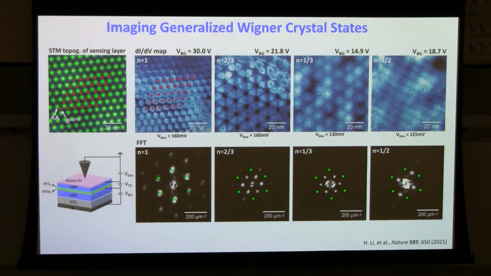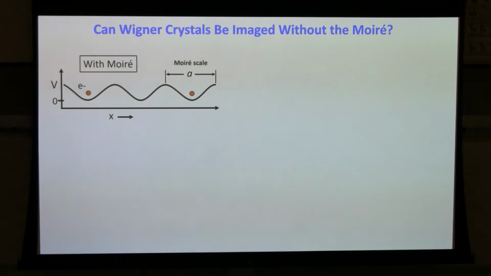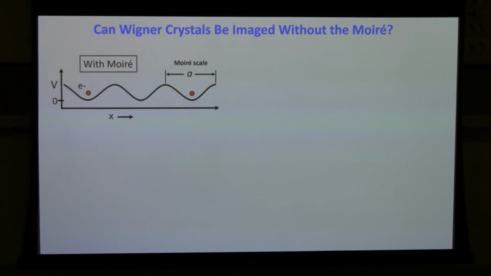Okay, so that's what we were able to do. But now the question is, what more can you do with this? What about the original thing that I was telling you? Before when I introduced this topic, I told you how just electrons without a lattice should be able to form a Wigner crystal. So what happens if we take away the lattice?